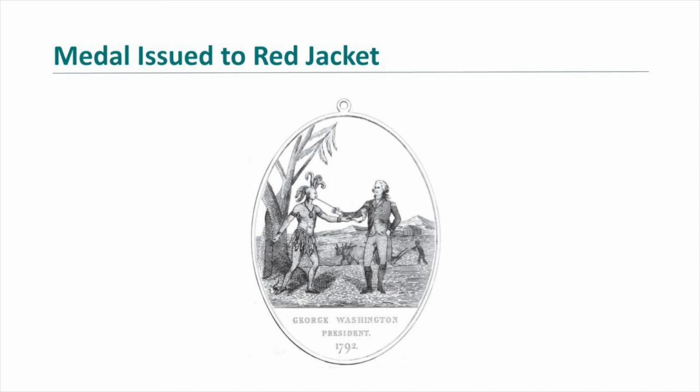This is a medal issued to Red Jacket, a Seneca chief, during his visit to Philadelphia, which was then the national capital, in 1792. Remember, the national capital starts in New York, moves to Philadelphia, then moves to Washington, D.C. It depicts George Washington offering an Indian a peace pipe. The agricultural scene in the background was intended to suggest that Indians should take up farming.